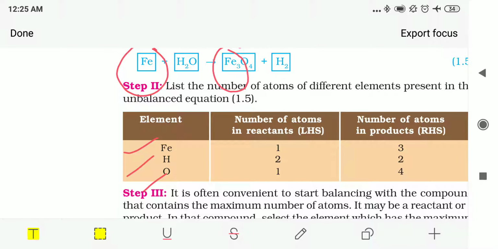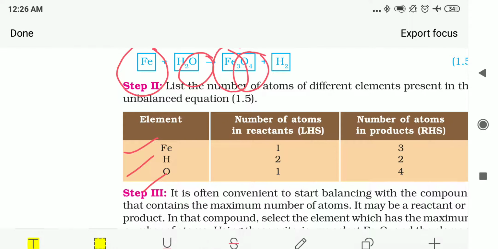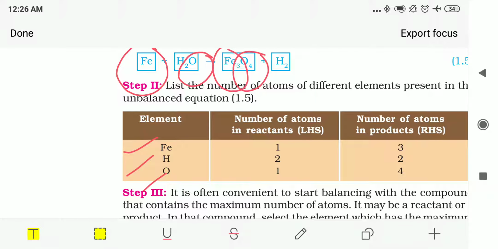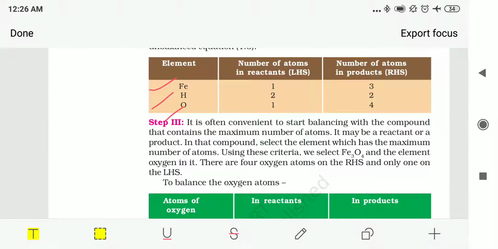Next comes hydrogen. We have two atoms of hydrogen on the left hand side and two atoms of hydrogen on the right hand side. The third is oxygen. We have one atom of oxygen on the left hand side and four atoms of oxygen on the right hand side. So this is our second step: we make a table of all the elements present in the unbalanced equation. The third step says it is often convenient to start balancing with a compound that contains the maximum number of atoms.